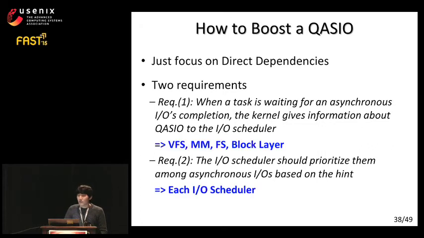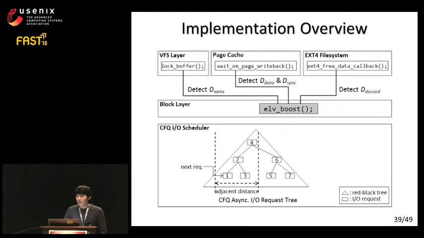The first requirement is for VFS-MM, the specific file system like ext4, and the block layer. And it should be implemented across these layers. The second requirement should be properly implemented in each I/O scheduler, and we selected the CFQ I/O scheduler for our pilot solution. This is our implementation overview.